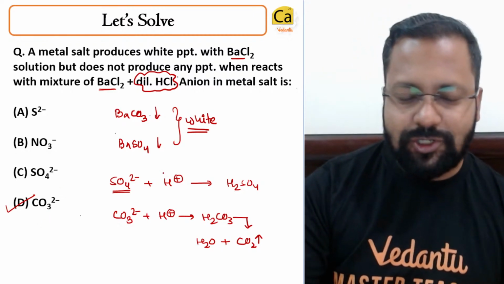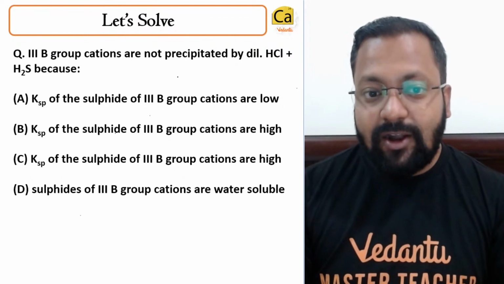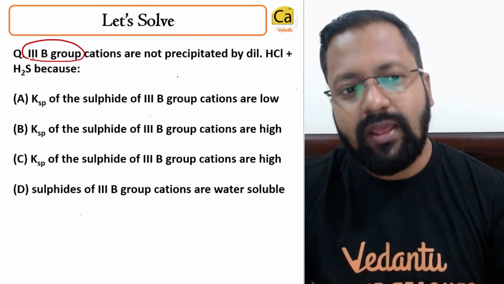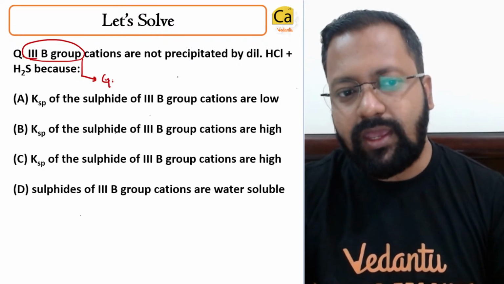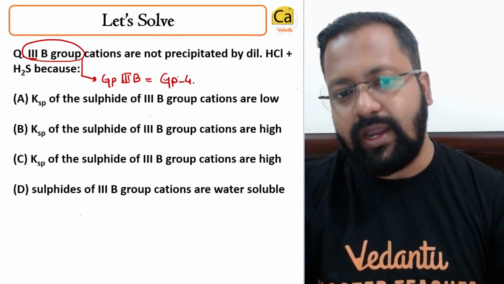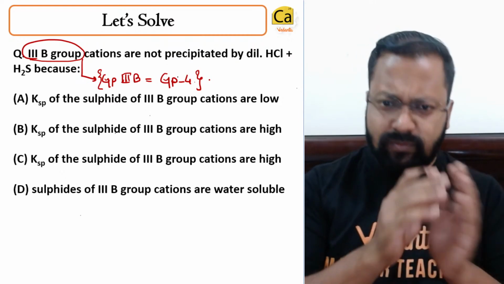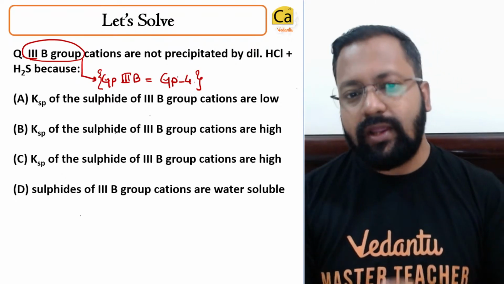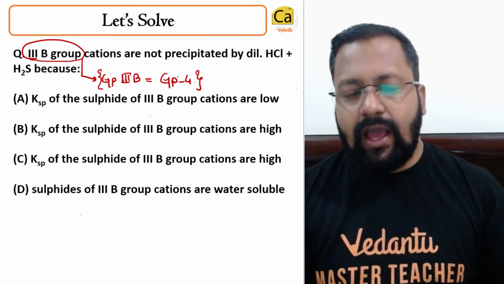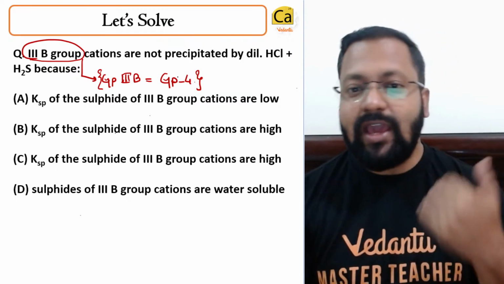The next question is, and that will be the last question. Group 3b cations are not precipitated by dilute HCl and H2S. Group 3b cations कौन से होते हैं? Group 3b cations, I did tell you that group 3b are those cations which are group 4 cations. Group 3b cations are the ones which are nothing but group 4 cations. Okay. Group 4 cations are not precipitated by dilute HCl and H2S because, क्या रीजन हो सकता है?